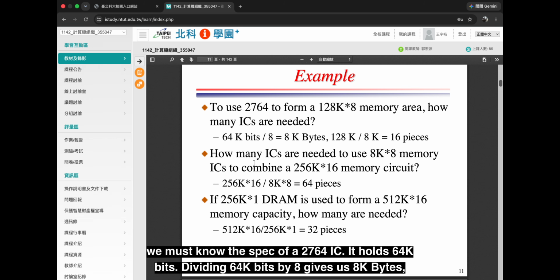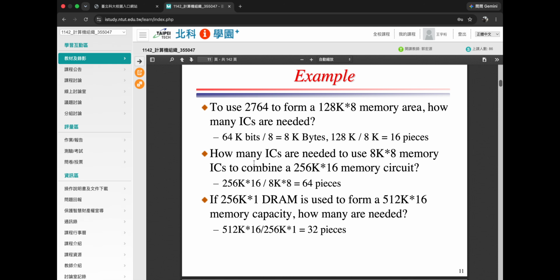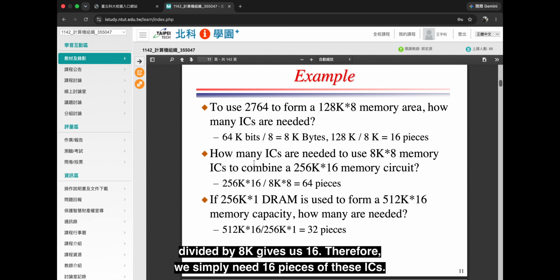First, we must know the spec of a 2764 IC. It holds 64K bits. Dividing 64K bits by 8 gives us 8K bytes, meaning its organization is 8K by 8 bits. Since the system's required data width is already 8 bits, we only need to expand the capacity. 128K divided by 8K gives us 16. Therefore, we simply need 16 pieces of these ICs.